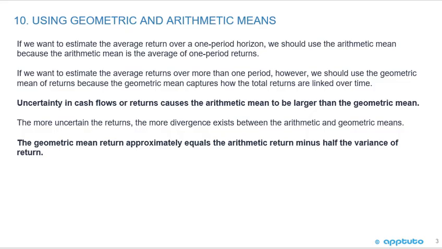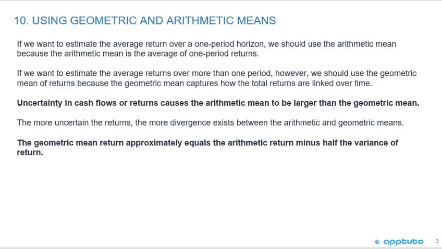If we want to estimate the average return over a one-period horizon, we should use the arithmetic mean because the arithmetic mean is the average of one-period returns. If we want to estimate the average returns over more than one period, however, we should use the geometric mean of returns because the geometric mean captures how the total returns are linked over time.